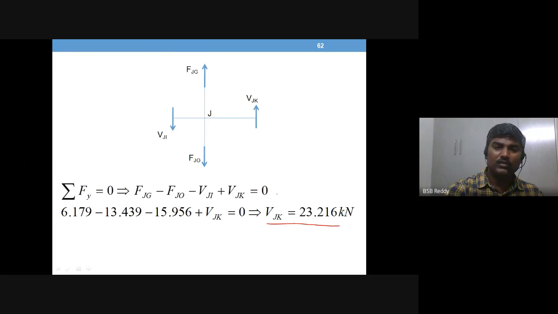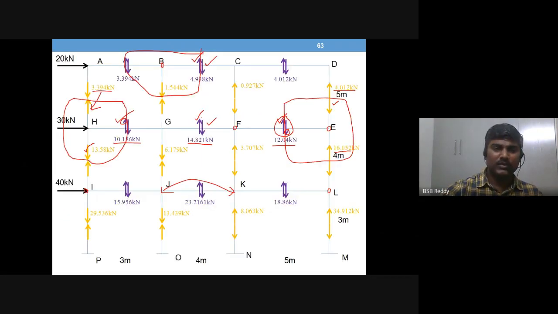So all that is represented in the diagram. This is how we work out beam shears. You see all the beam shears are of the nature left up and right downward, and you have 10, 14, so 23. The middle beam of the bottom story is having the maximum shear, 23.216.